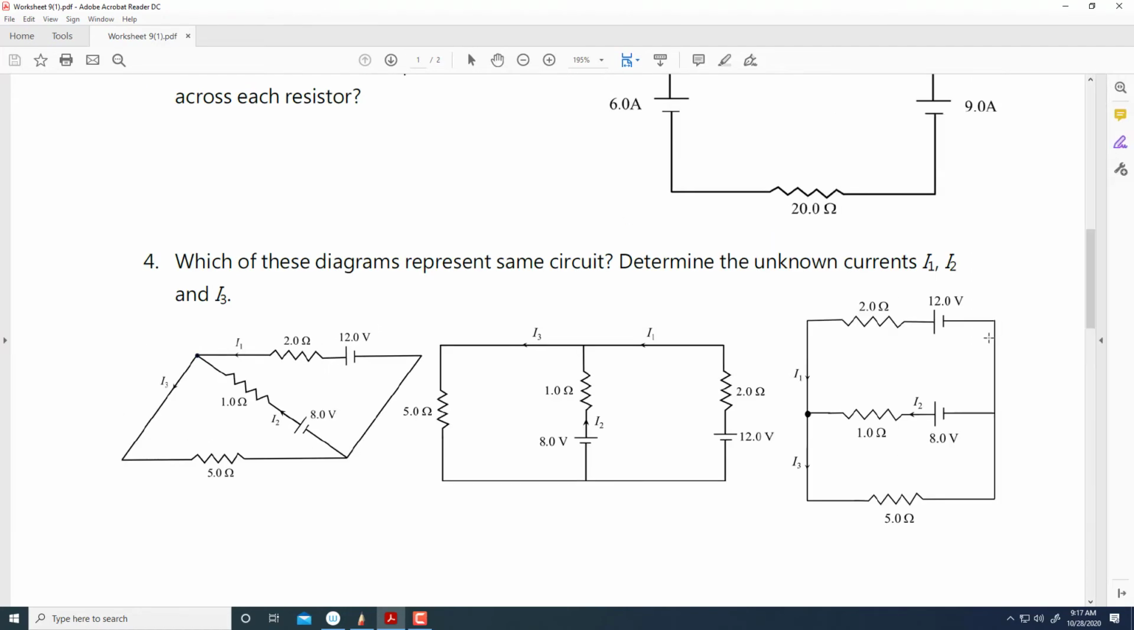The first part of the question is asking which of the diagrams represent the same circuit. So basically they all represent the same circuit. They are all the same. So how are they all the same? Let's see if I can show you on some other thing.